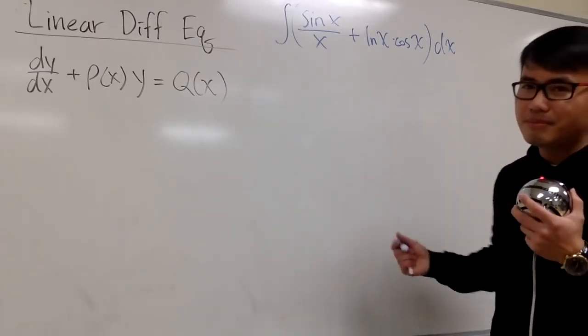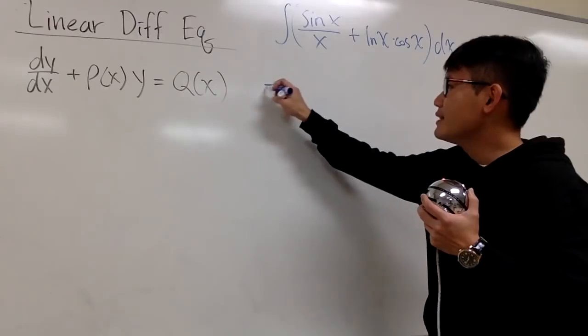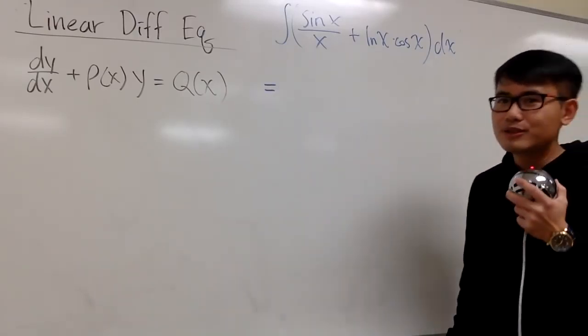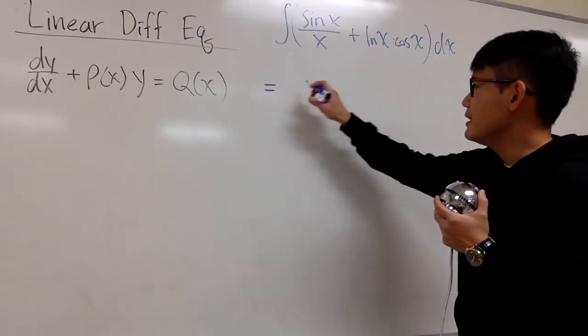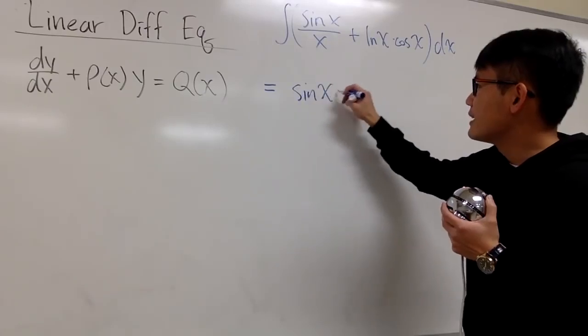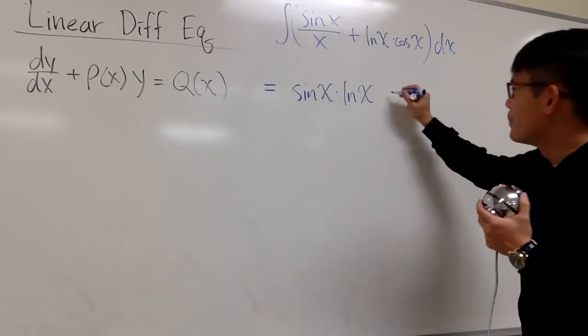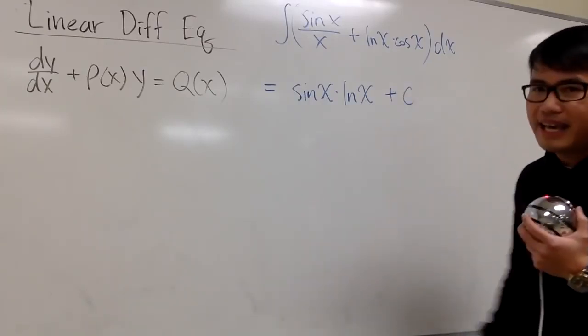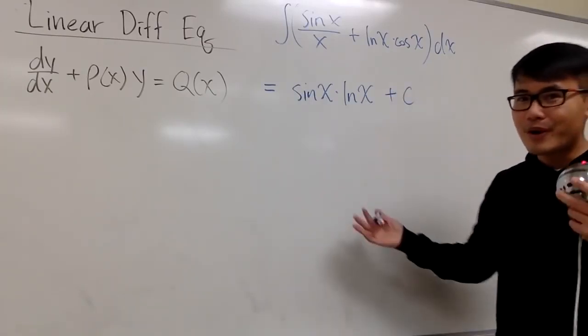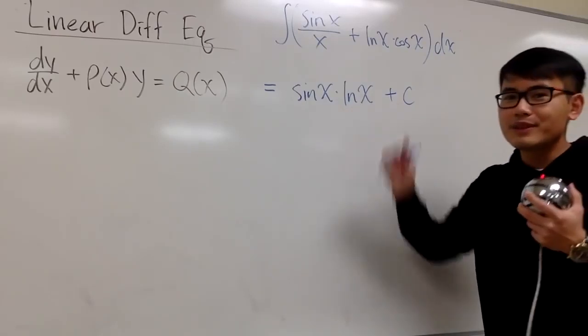Okay, maybe you see it, maybe not. But let me tell you that this right here actually has a much better answer. The answer to this integral is just going to be sine x times ln x. And of course, we are done. And I'll put down a plus c at the end. Well, how come I can just get this for the answer?